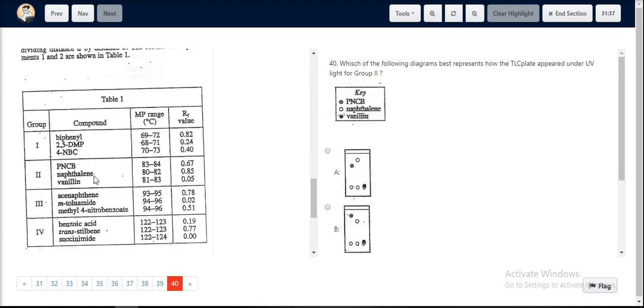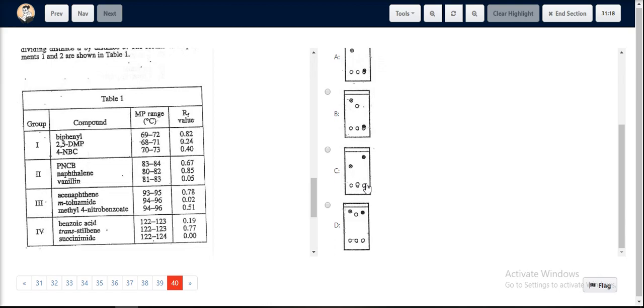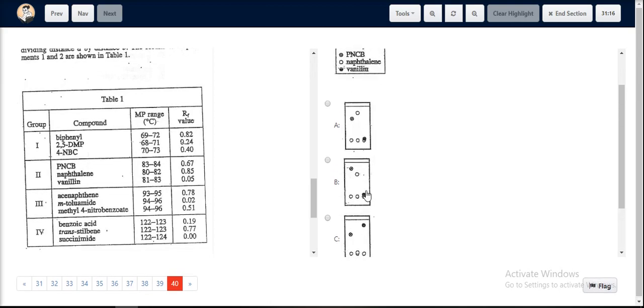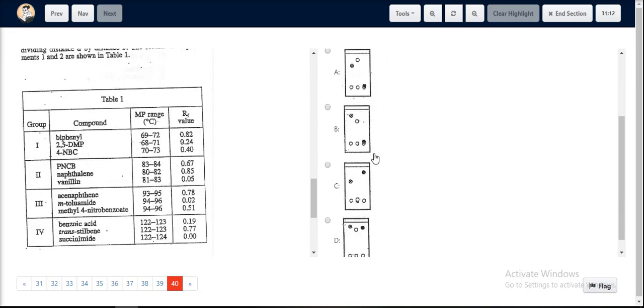Naphthalene has an RF value of 0.85, the maximum out of all the three, so it has traveled the maximum distance. The spot of naphthalene would have traveled the maximum distance. Then PNCB and then vanillin. So if we look at the options, we have to find out for which particular option naphthalene has traveled the furthest compared to the other compounds.